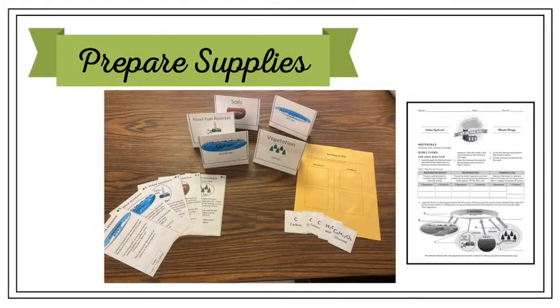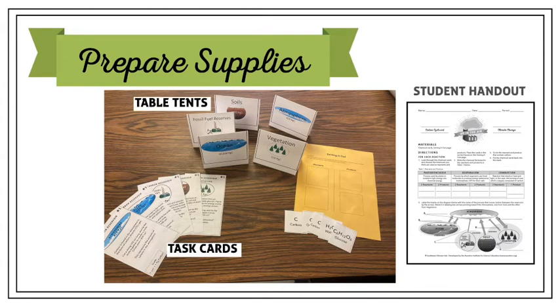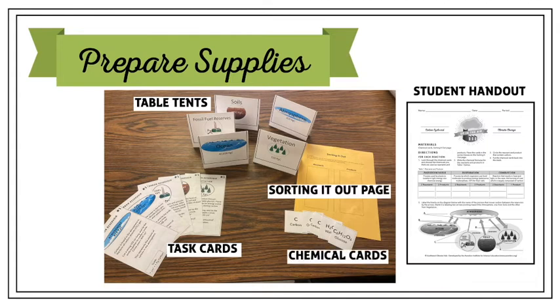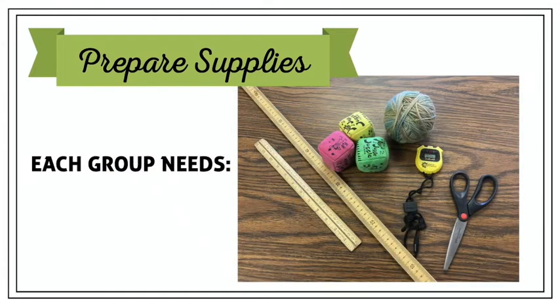Prepare for Part 1 by printing out the 5 carbon reservoir task cards, table tents, handouts and sorting it out pages, and sets of chemical cards. Cut the task cards, chemical cards, and table tents and fold the table tents in half to stand up. You'll divide students into 5 groups.